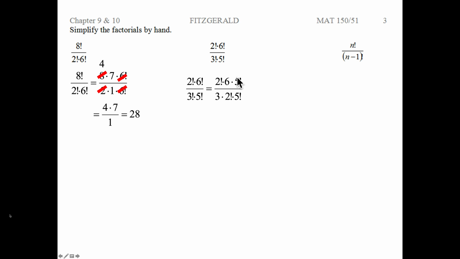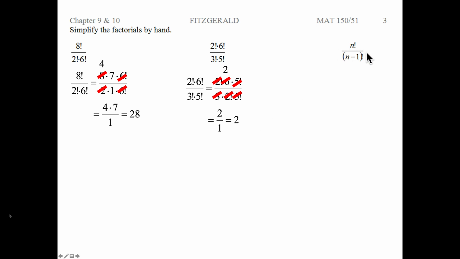6 times 5 factorial. Stop. We're going to cancel the 5 factorials. Boom, boom. And then the 3 can go into 6 twice. So everything on the bottom canceled out to a 1. Your final answer here is a 2.